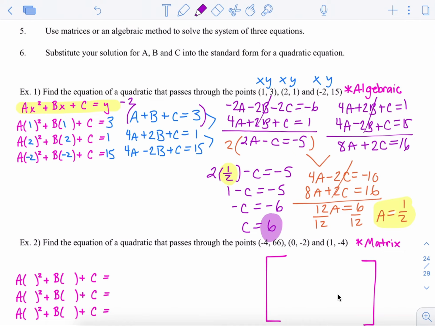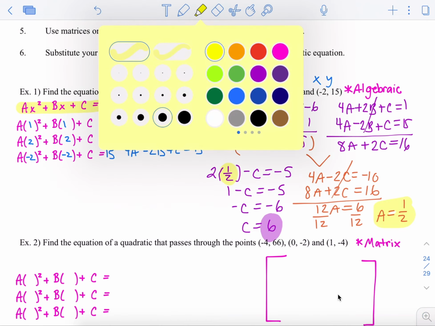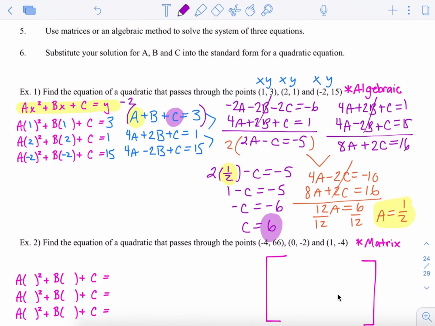Now we're going to plug both of those back into one of the original equations. I would always encourage you to go back to the one that looks the easiest. So I'm going to go back to this blue guy up here. Last time we're plugging in. So we know 1/2 plus b plus 6 equals 3. If you want to do fractions, that's fine. If you want to go decimals, that's fine.